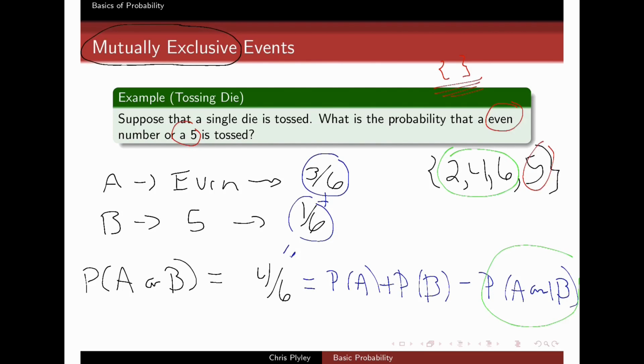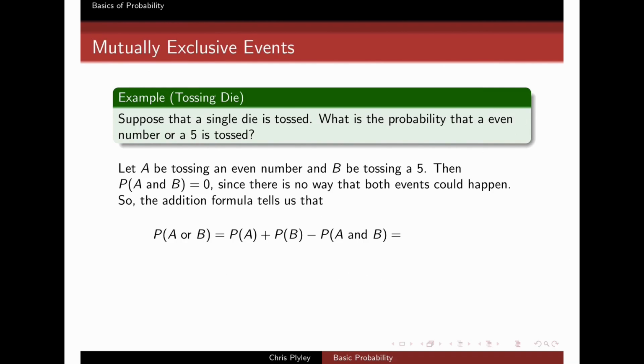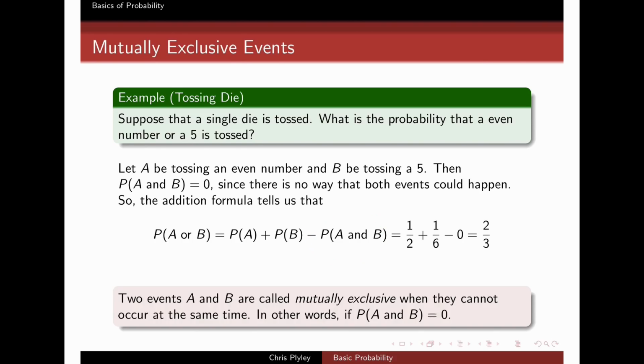So in this case, I still did my addition rule. It just so happened that when I found the probability of A and B, it was equal to 0. The probability of A plus the probability of B minus A and B is still my 4 out of 6, or 2/3. So when I have two events that cannot simultaneously happen, and what that means statistically is that the probability of A and B occurring is 0, I call them mutually exclusive.